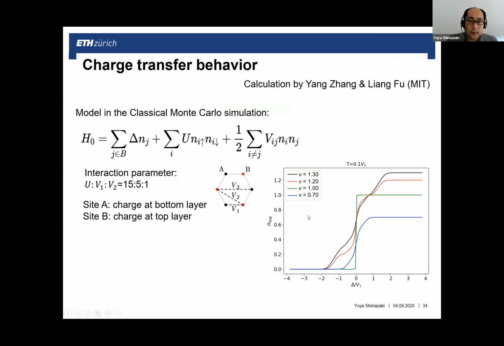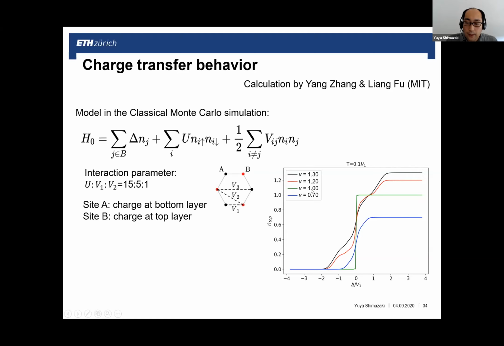So our collaborators at MIT, Dr. Yang Zhang and Professor Liang Fu, kindly made a classical Monte Carlo simulation for our system. They took into account the on-site repulsive energy and the inter-site Coulomb interaction energy, and then they simulated this charge transfer behavior in this system.